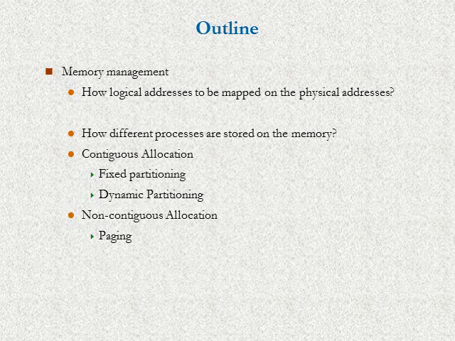In this module of memory management, we are discussing how logical addresses can be mapped onto the physical addresses. Under this, we saw last time how different processes are stored onto the memory. We discussed that there is a method of contiguous allocation where we have fixed partitioning and dynamic partitioning, and there are problems of internal and external fragmentation associated with them. In today's lecture, we will discuss a method of loading a process onto the memory through non-contiguous allocation.